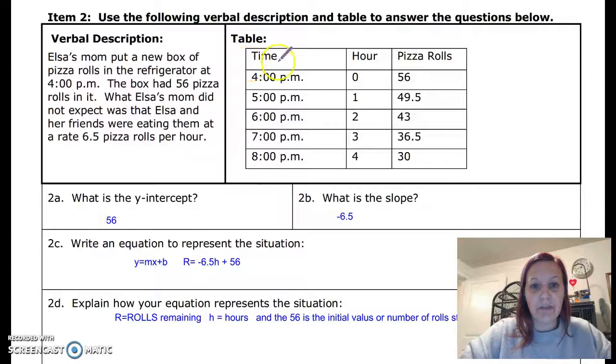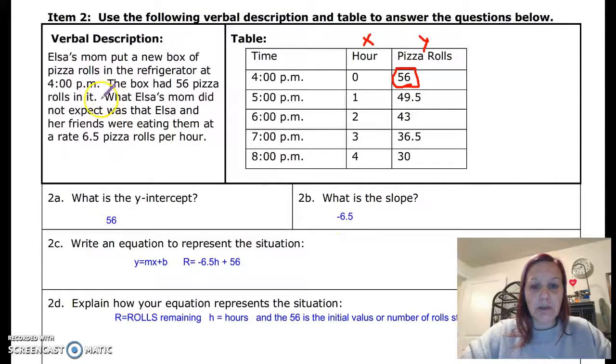So right here we've got our timeline, 4 to 8 p.m. That's a total of 4 hours. So at our 0 hour, or our x, okay, at this time, we know when our x is equal to 0, our y is going to show us our intercept or our initial value. So that's how I figured out what the y-intercept was. When x is 0 hours, there were 56 rolls left. So the y-intercept is 56.